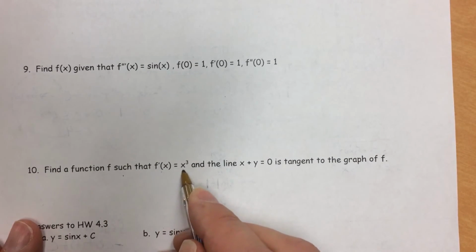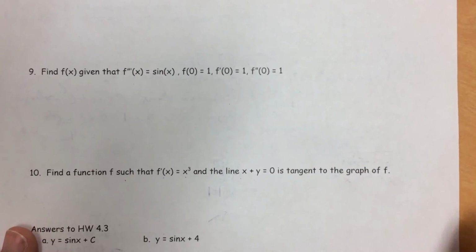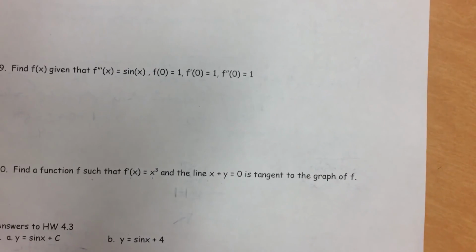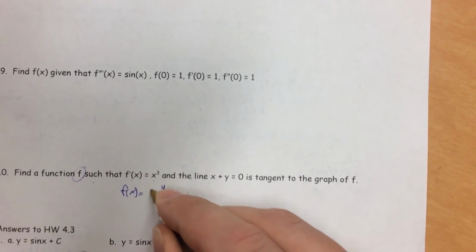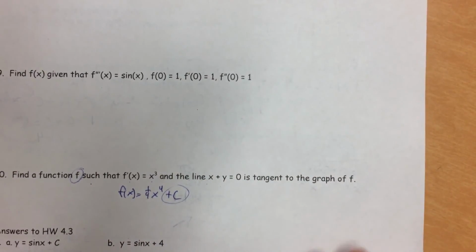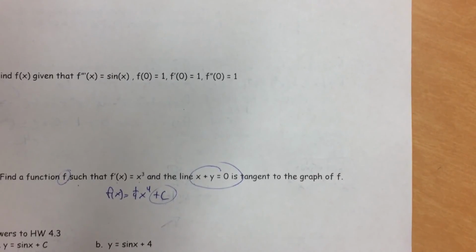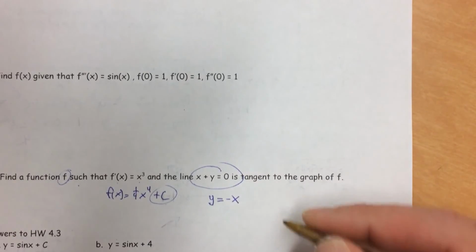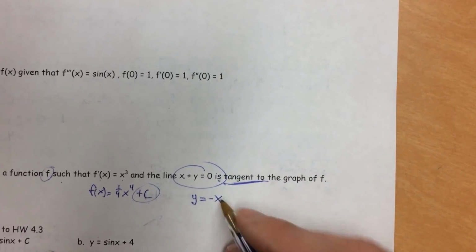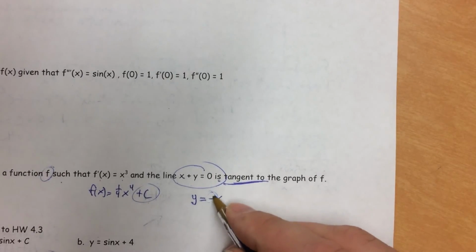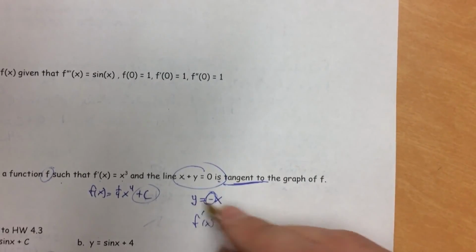So it says the derivative is x cubed, and the line x plus y equals 0 is tangent to the graph of f. So we're supposed to find the original function. f of x is going to be x to the 4th divided by 4 plus c. Our trick is that we have to be able to find what c is, so we have to use this other piece of information. I'm going to rewrite this as y equals negative x. This tells me that this is the tangent line. The slope of the tangent line needs to be negative 1, and the slope of the tangent line is the derivative. f prime of x has to be negative 1 at the point where it's tangent.